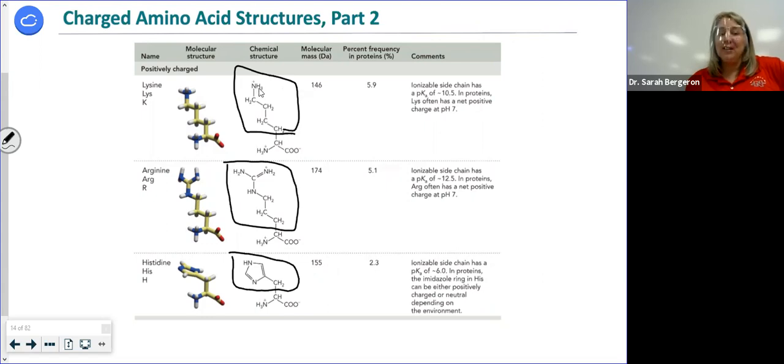So if our hydrogen is attached, what's the net charge on this molecule at pH 7? Positive, because here's a positive, here's a negative. They cancel each other out. This is a positive, so we have a net of positive 1. Arginine, we have an ionizable group at 12.5. We're still above pH 7, so we are protonated.